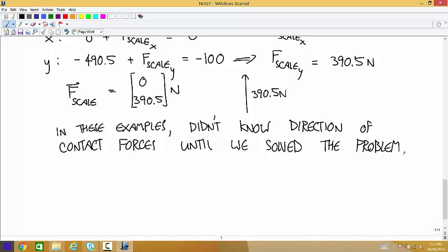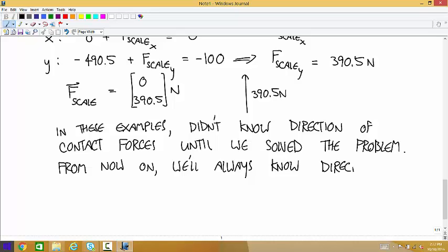But from now on, we're always going to know the direction even before we solve it, and we're just going to solve for the magnitude of that force. So we'll always know the direction of contact forces, bless you, based on the type of contact.